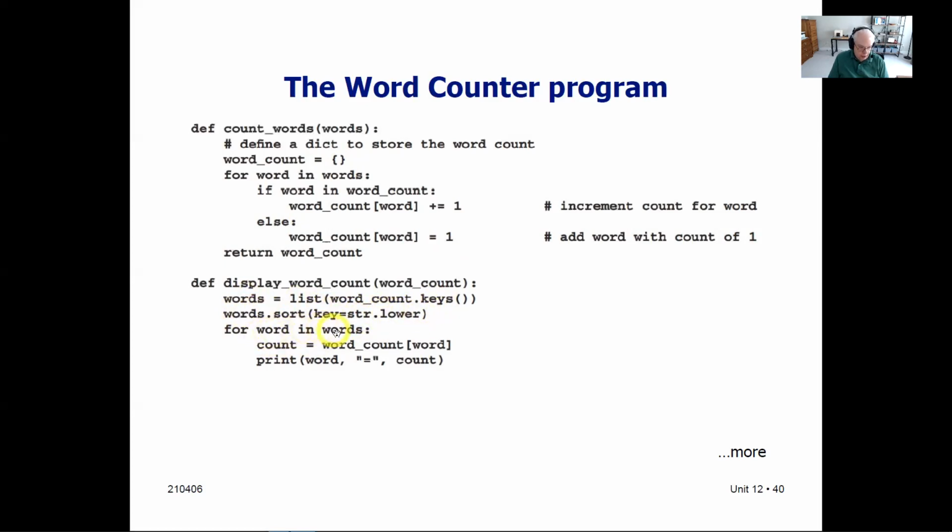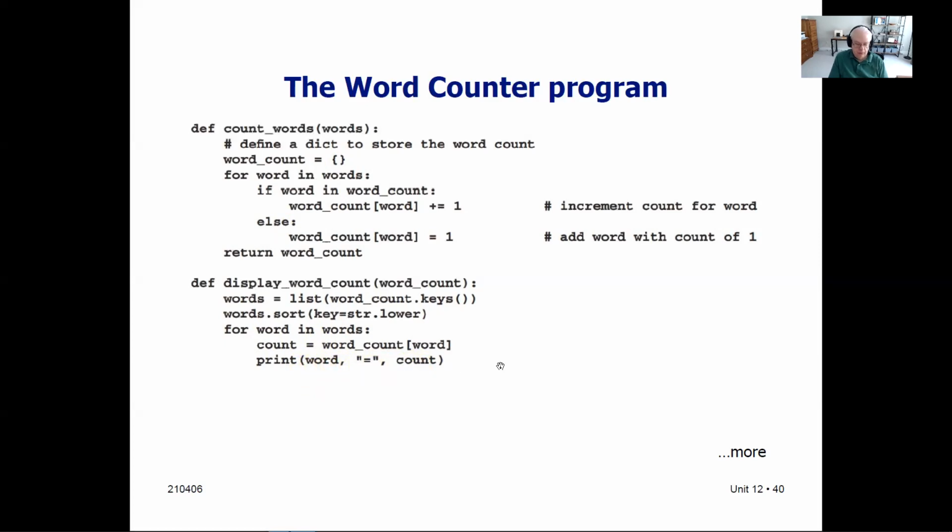So for word in the words list, we want count to equal word count for that word. So that's going to bring the value. Remember, word is the key. So the value is the count. That'll be the count. And then we can print the word equals that number, which is the value. So this will be the key, an equal sign, and the value. Interesting use of a dictionary there.